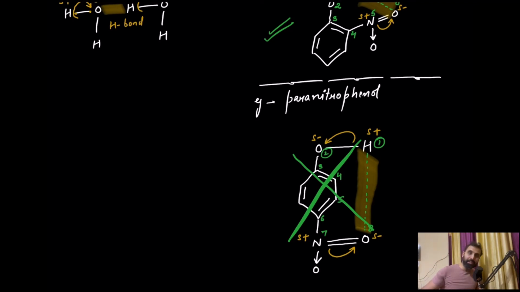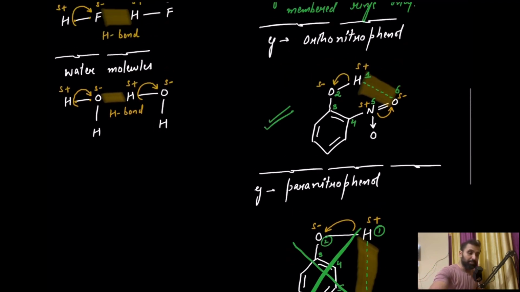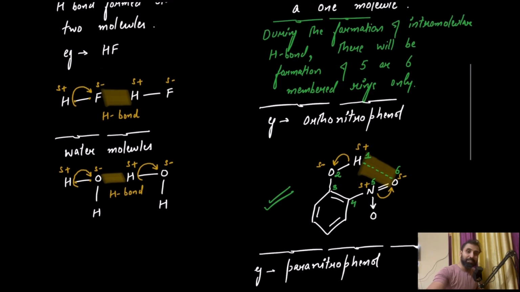I'm repeating it again. For the formation of intramolecular hydrogen bond, the new ring will be formed and that ring will be 5 or 6-membered. But in case of para-nitrophenol, we got the 8-membered ring. That's why intramolecular hydrogen bond is not possible in para-nitrophenol. But in case of ortho-nitrophenol, we got the 6-membered ring. That's why it is possible in case of ortho-nitrophenol.